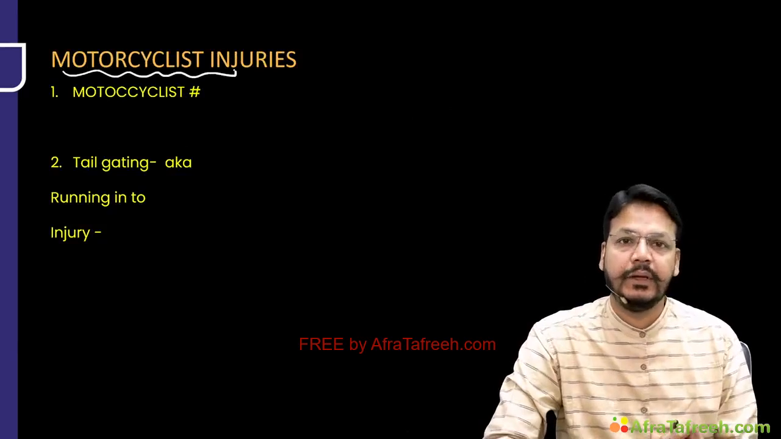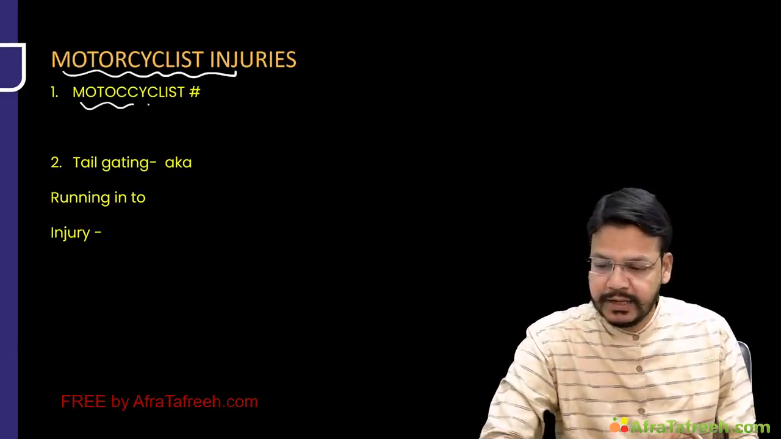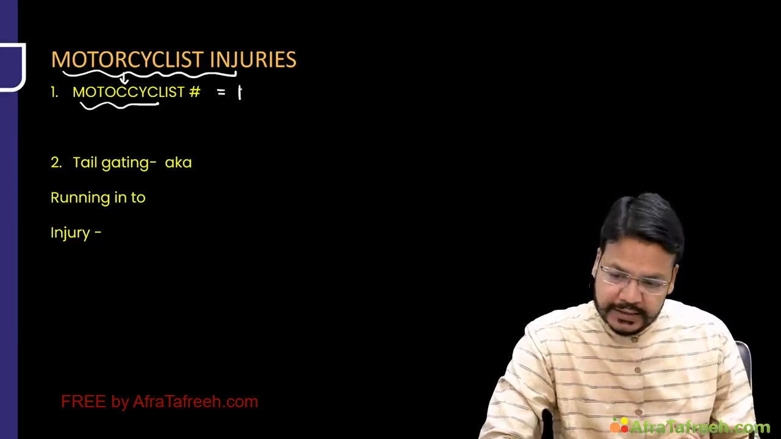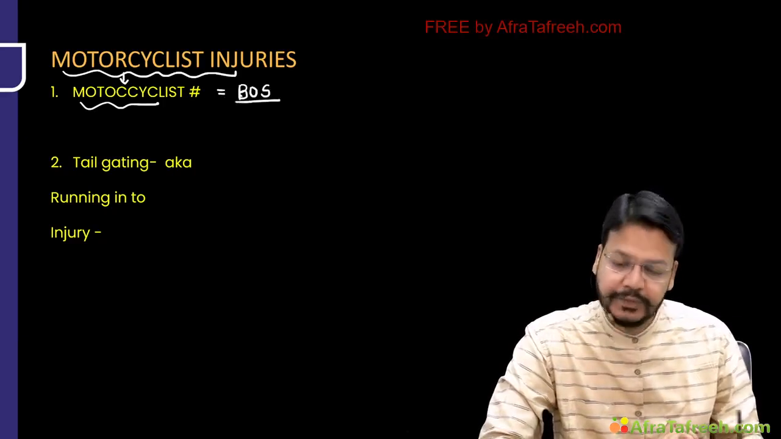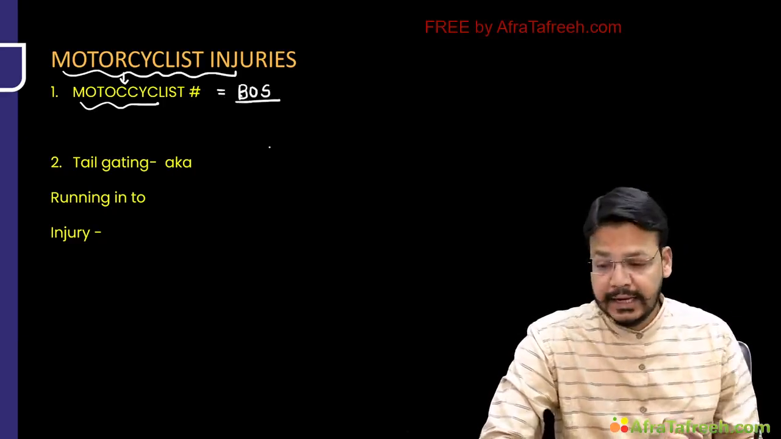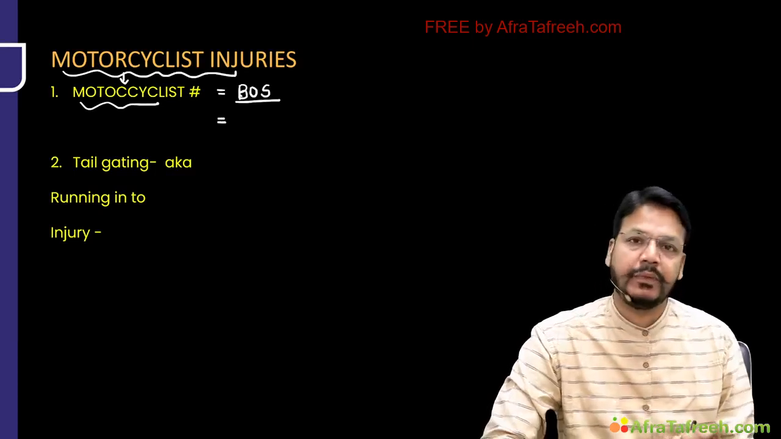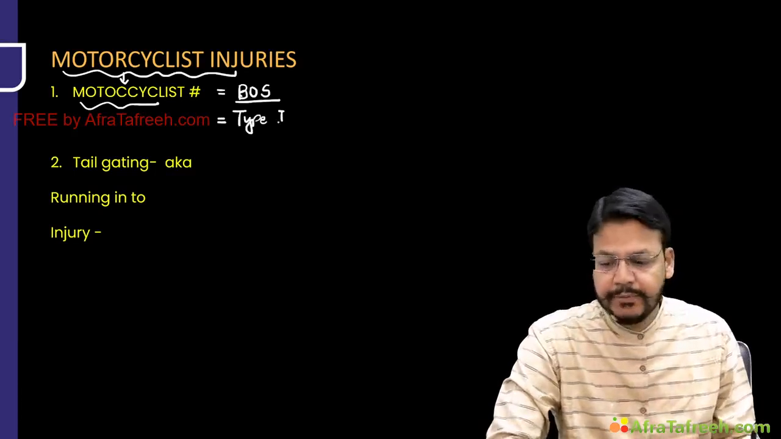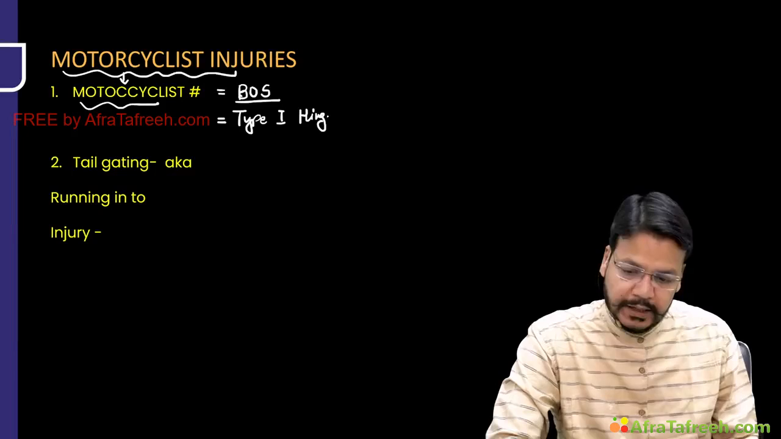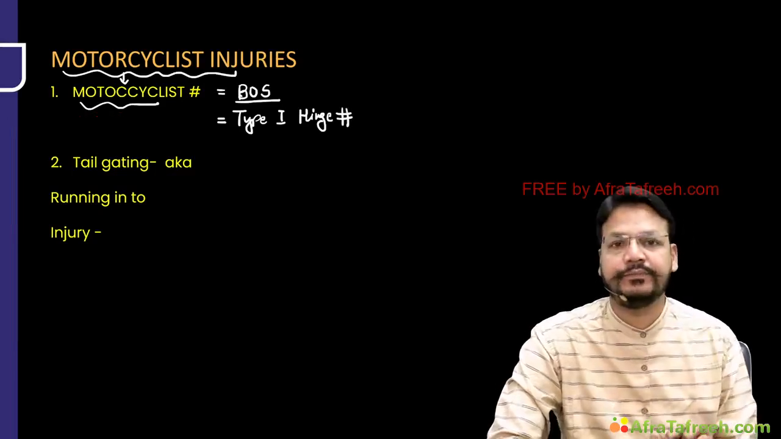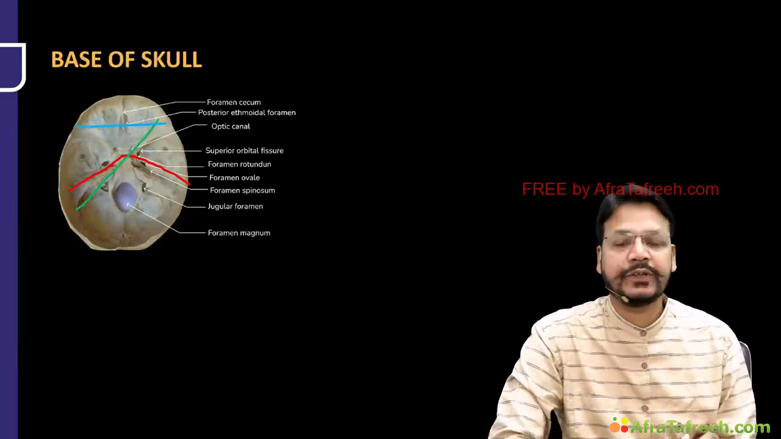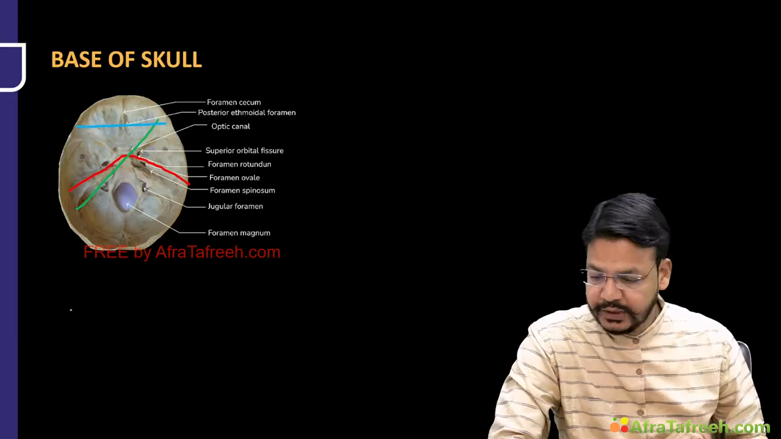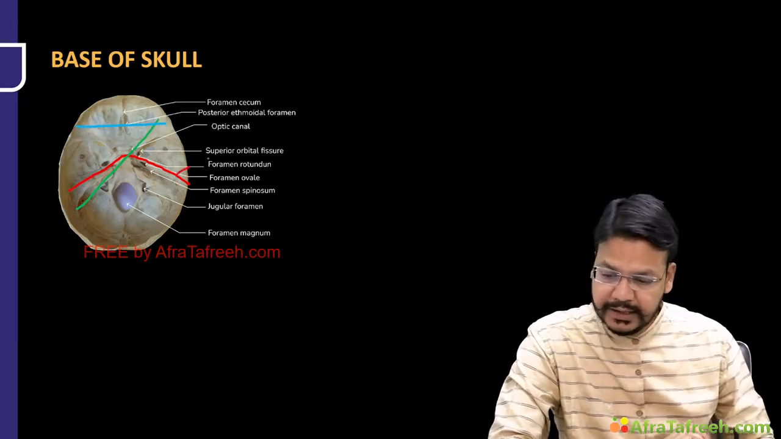Motorcyclist injuries. I told you in the regional injuries topic, it can cause motorcyclist fracture. What is motorcyclist fracture? It is a fracture of the base of skull. I classified base of skull fractures into a few types, but motorcyclist fracture is the type 1 hinge fracture. Now you can see this is the base of skull, and as I told you in the regional injury class, the motorcyclist fracture is the red line.